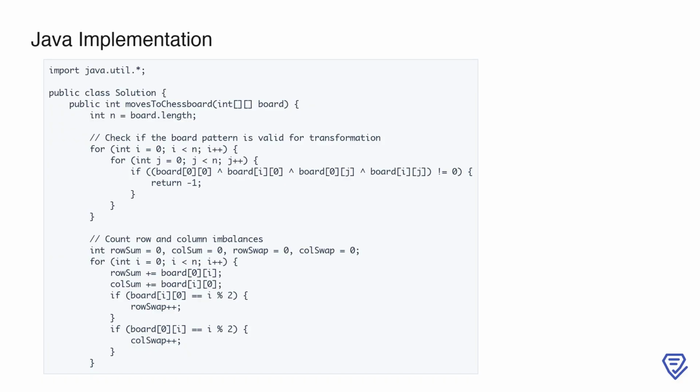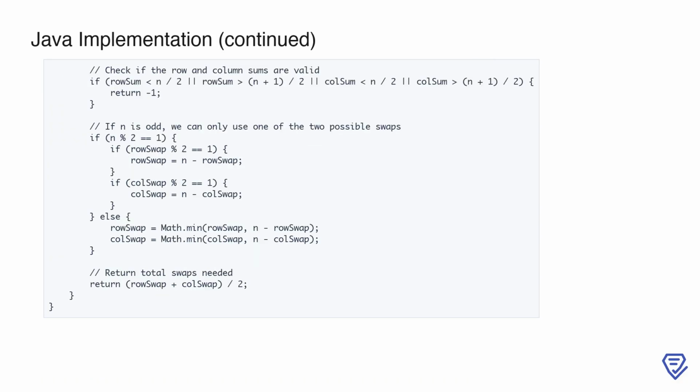Next, we initialize variables to count the imbalances in rows and columns. Rowsum and callsum keep track of the total number of ones in the first row and first column, respectively. Meanwhile, rowswap and callswap count the positions in the first row and column that do not match the expected pattern of alternating zeros and ones. These counts will help us determine the minimum number of swaps needed later.